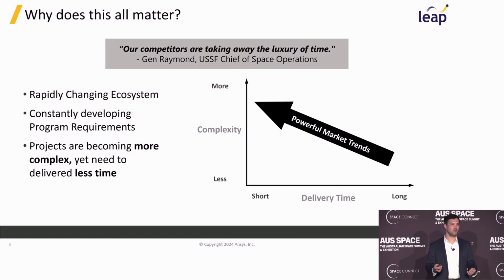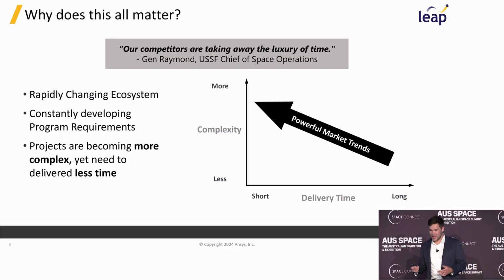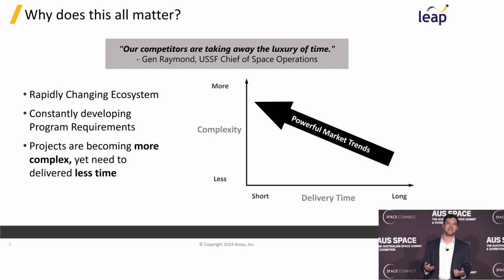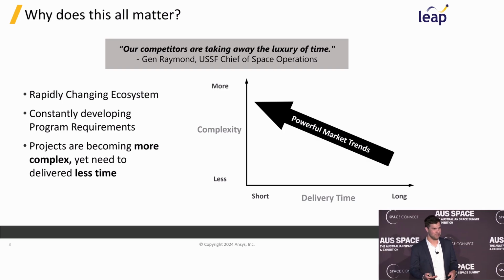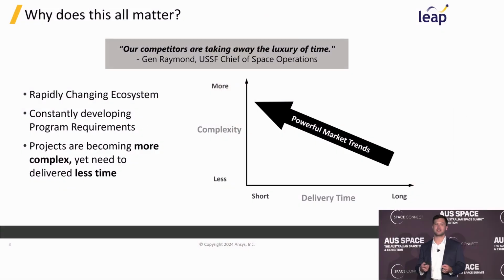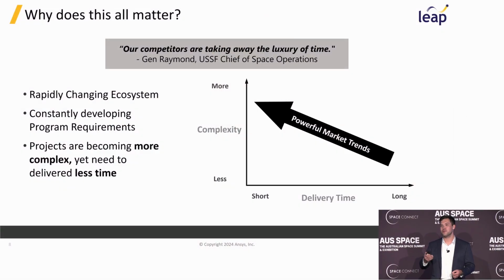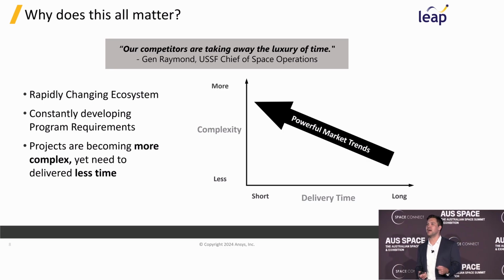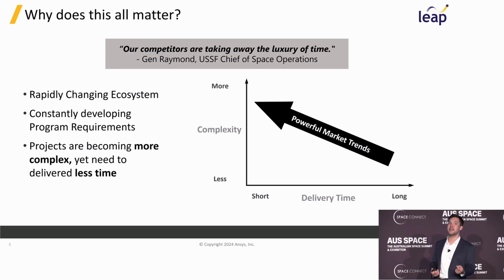So why does this all matter? Where does this get us? Again, I'm going to sound like a broken record given everyone who's come before me. We live in a rapidly changing ecosystem. That changing global environment is driving constantly changing program requirements. We've seen this with multiple high-profile cases in Australia and overseas, where everyone from SMEs to multinationals need to pivot seemingly overnight to a new set of requirements, a new threat, and a new set of system requirements.